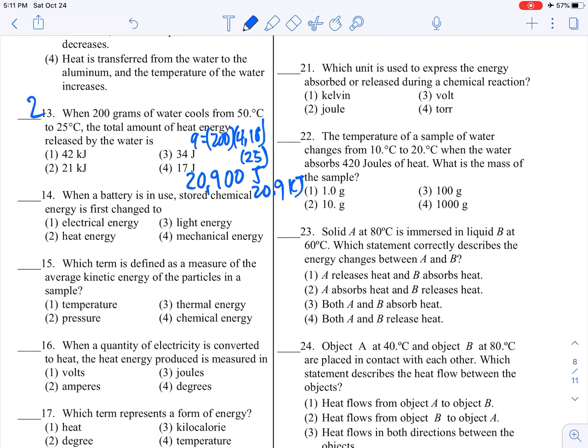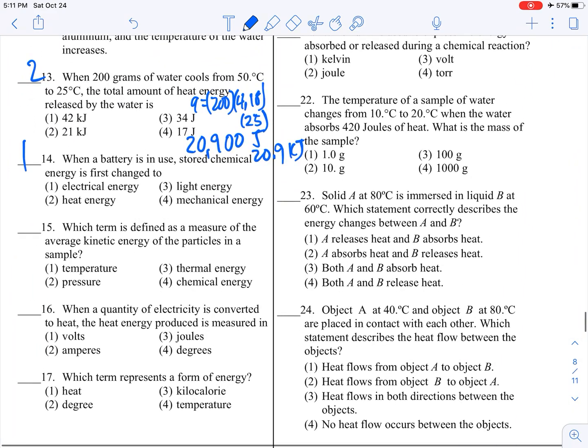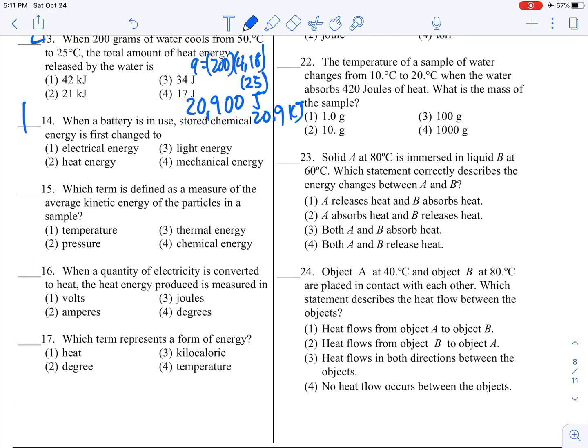When a battery is in use, stored chemical energy is first changed to... Okay, well, in a flashlight where you want electricity, that electricity is going to create the light energy. So not create, but change forms into. Which term is defined as a measure of the average kinetic energy? We just talked about this: temperature. Which quantity of electricity is converted to heat? When a quantity of electricity is converted to heat, the heat energy produced is measured in joules. Which term represents a form of energy? So be careful. Some of these are units, but some of these are actual forms of energy, which is this.